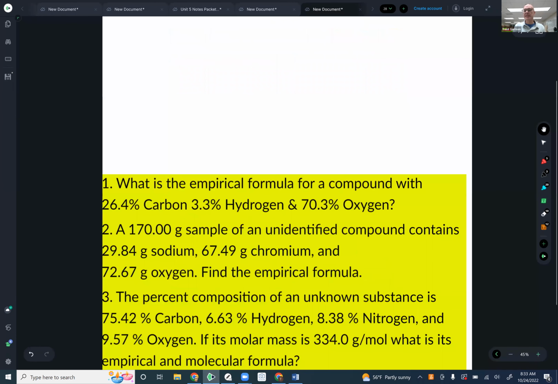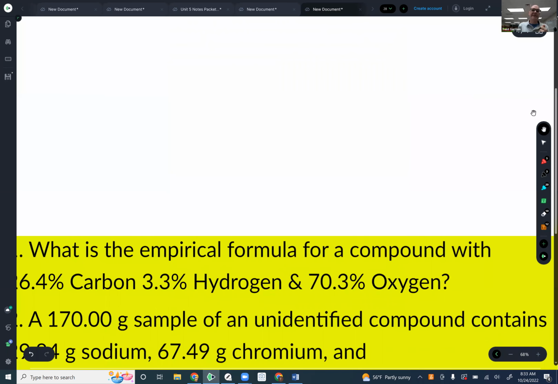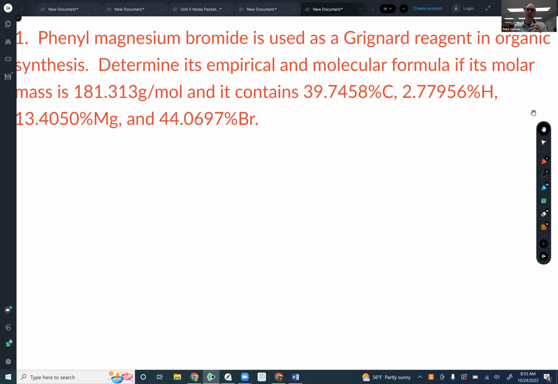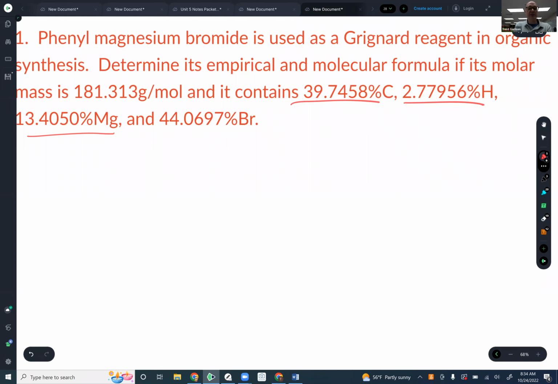Okay, here we go. So let me blow this up so that you can actually see it. Phenyl magnesium bromide is used as a Grignard reagent in organic synthesis. Determine its empirical formula and the molecular formula if its molecular mass is 181.313 and it contains 39.7458% of carbon, 2.77956% hydrogen, 13.4050% magnesium, and 44.0697% bromine.